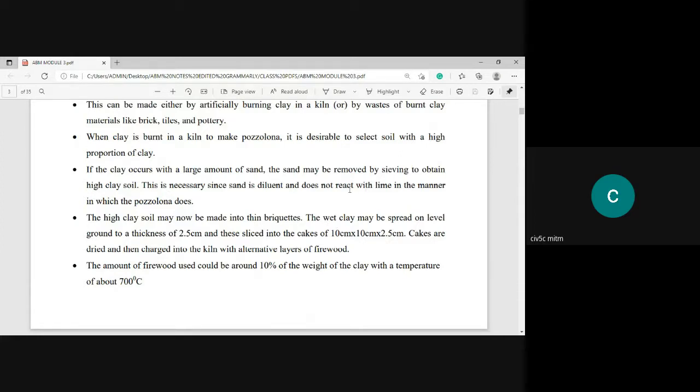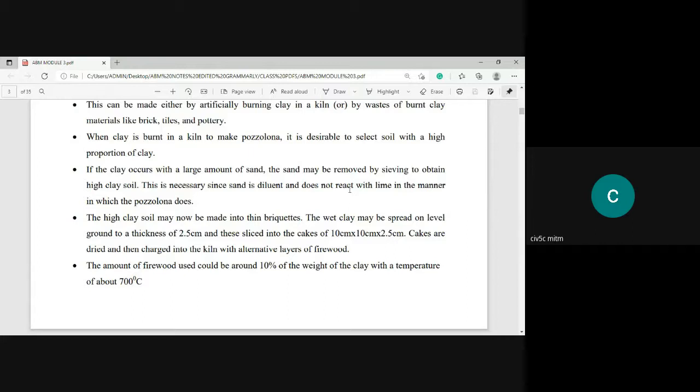That means the sand will not react with lime. It is an inert or diluent material. So hence, if the soil comprises more amount of sand, remove the sand, in such a way that the soil contains high proportions of clay. In that particular way, you need to go ahead with a burning process.